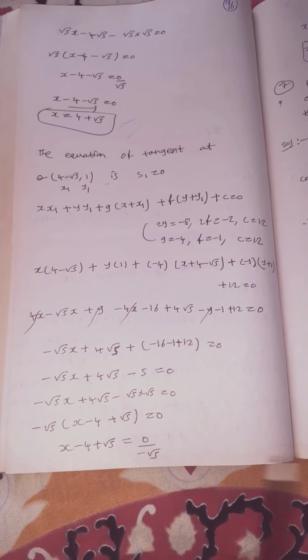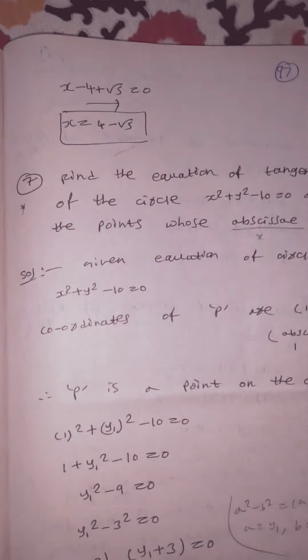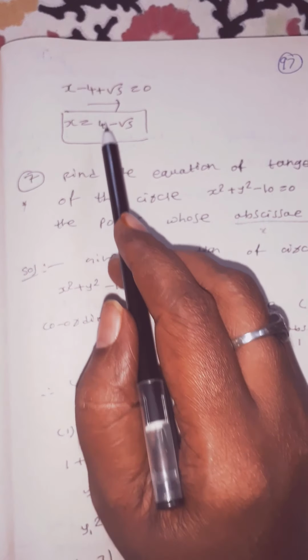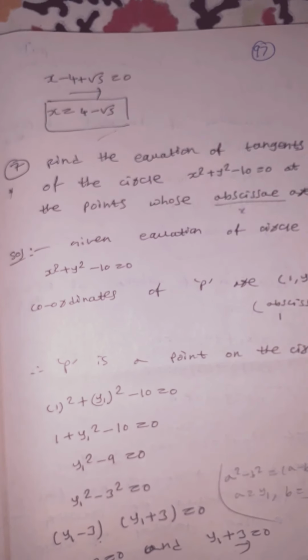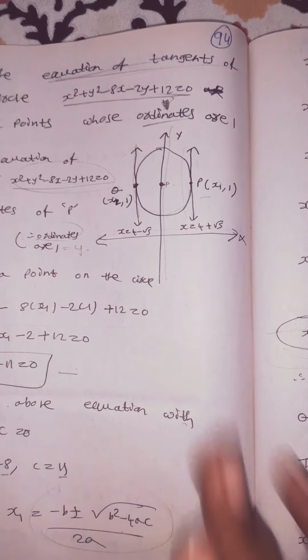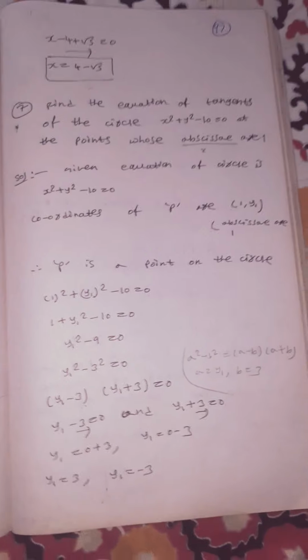So send this to that side, children, it will become division, 0 by something is 0. So you'll get x minus 4 plus root 5 equal to 0. So send this value to that side, same, negative will become positive, positive will become negative. So x is equal to 4 minus root 5. That's why I wrote here x value is 4 minus root 5. Is it clear, children? Next, the 7th one, children.